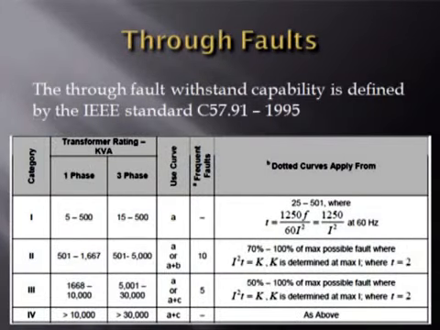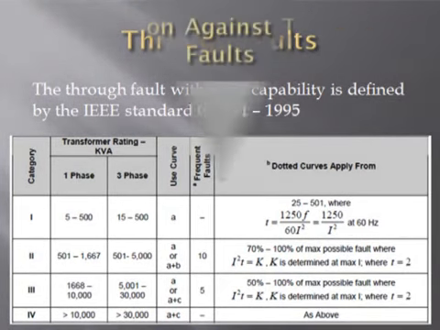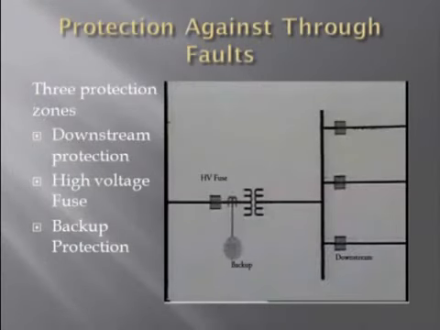Through fault withstanding capability has been divided by the IEEE standard into 4 categories as indicated in the table below. Through fault withstanding capability is actually represented in terms of a curve plotted between multiples of nominal current and the allowable time. In this particular example, we have a transformer that feeds 3 feeders through a bus bar.